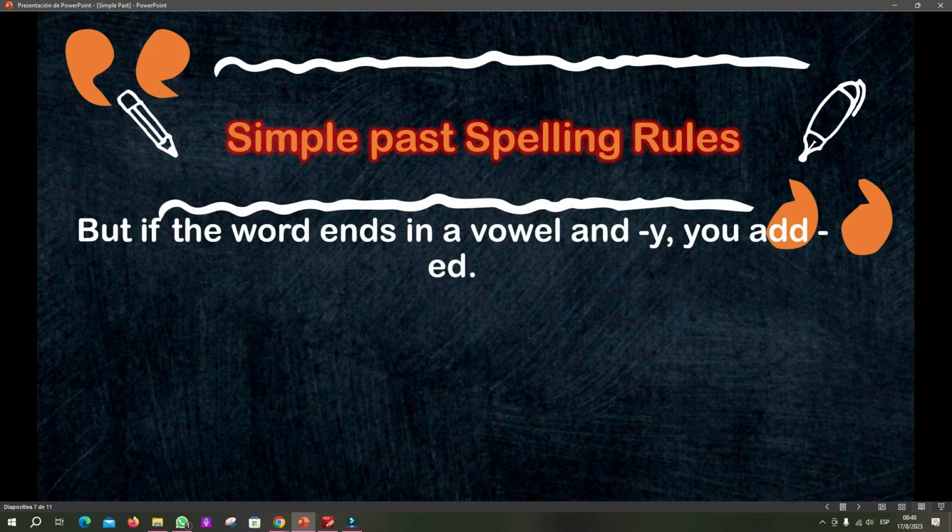But what about this one? This is the other side. It says, but if the word ends in a vowel and Y, you add ed. Right? In that case, play. You have here vowel and Y. So in this case, you are not going to change this Y. No, you just need to add ed. So play, played. Right?